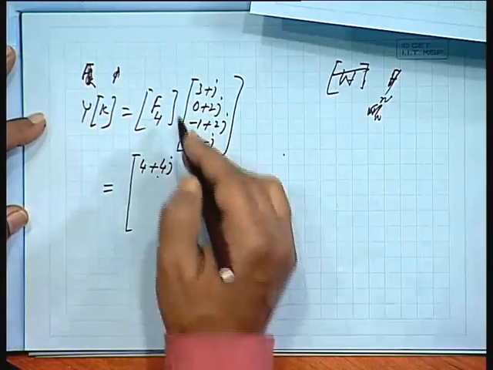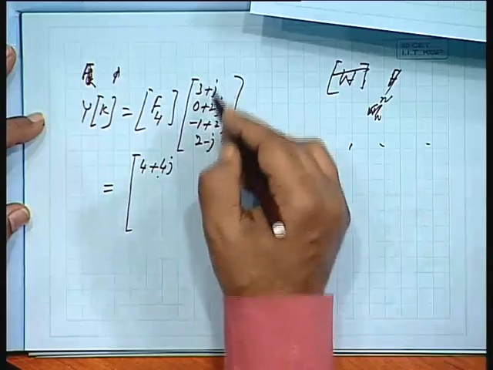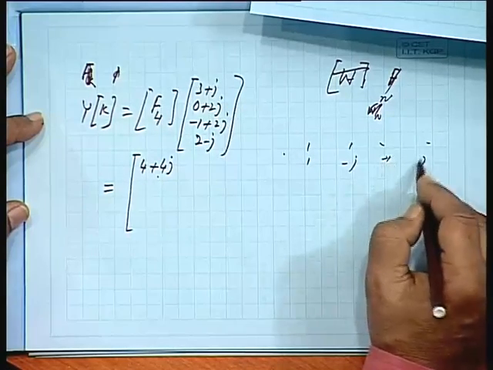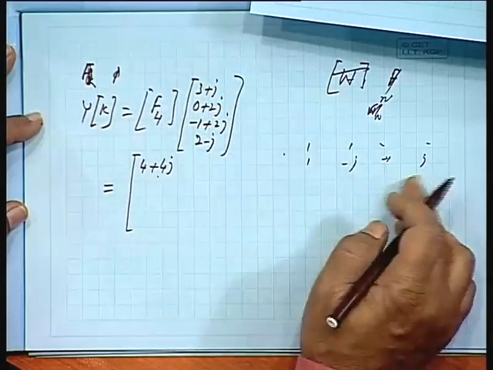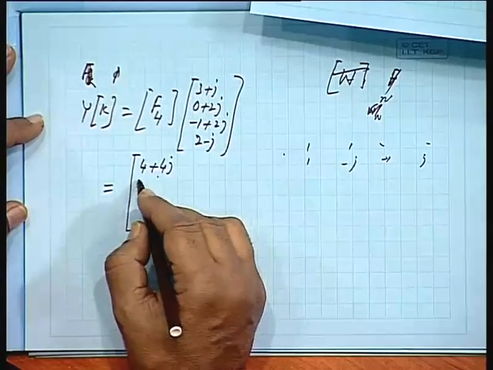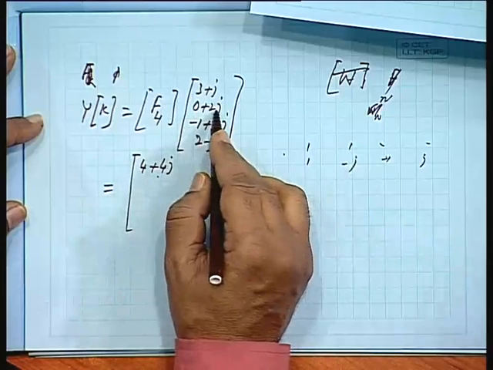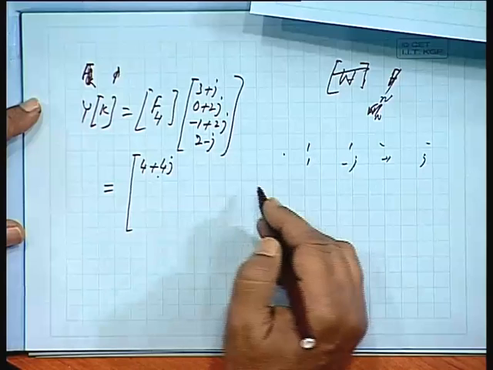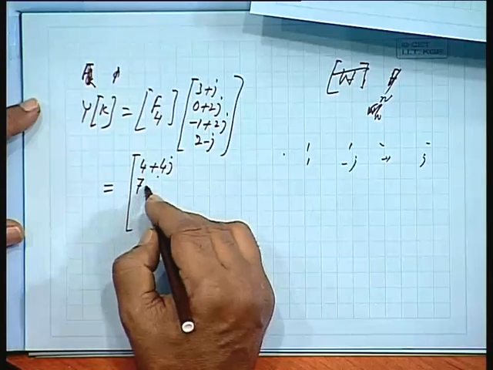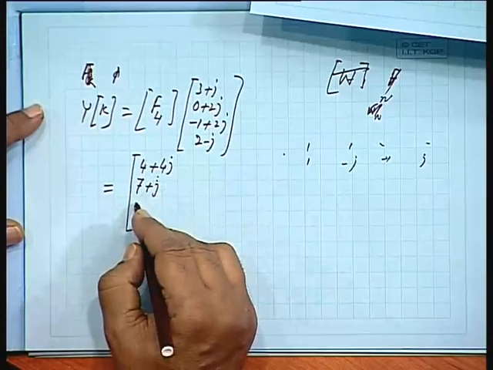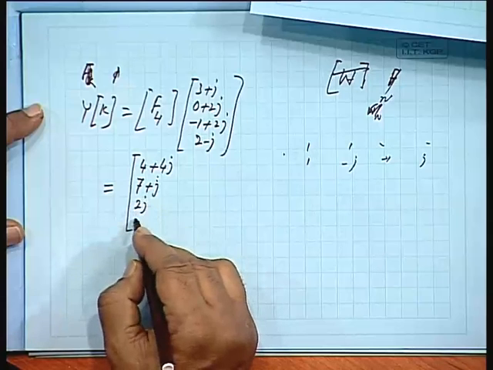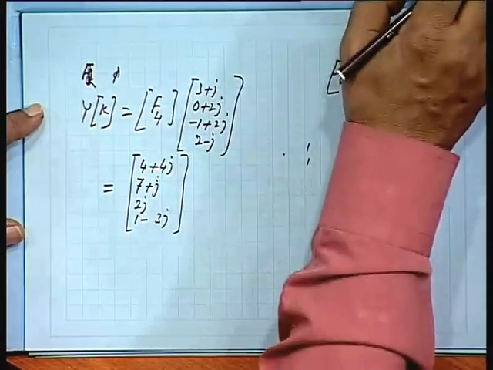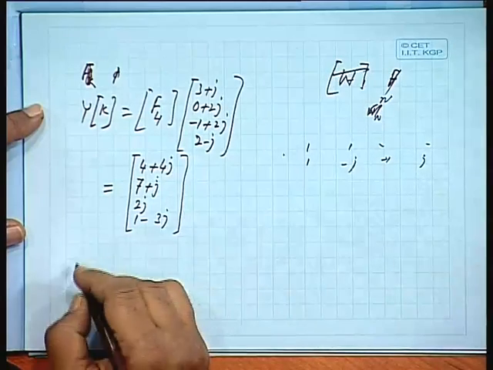First row is 1 1 1 1, is it not? So, add them together. Next one is 1, minus j, minus 1, plus j. So, if you multiply each element, 1 times 3 plus j, then minus j into 2 j gives me plus 2, and if you add them together that gives me 7 plus j. Similarly, this one will be 2 j, this will be 1 minus 3 j.